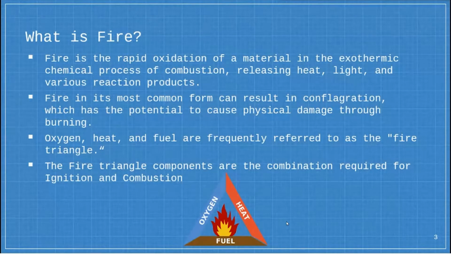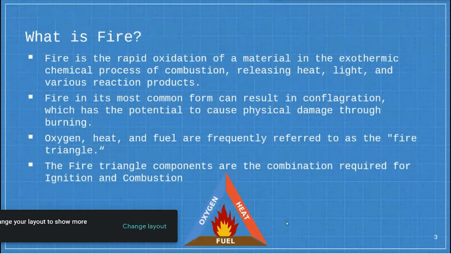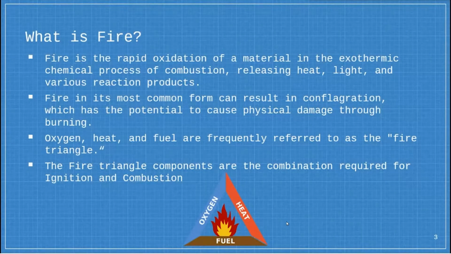So, number two, fire in its most common form can result in conflagration, which has the potential to cause physical damage through burning. So, what is conflagration? It is the negative side of generating flames. It is caused accidentally or negligently, and of course, deliberately. So it all roots to us humans, mostly due to either carelessness, lack of awareness, and just evil.